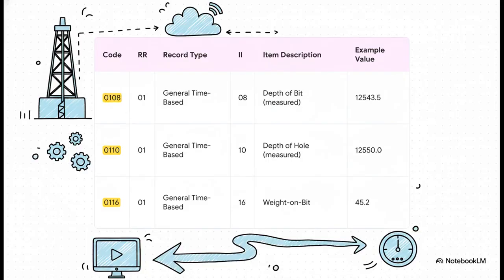The record tells you the category of the data. So for example, 01 means general time-based data. Then the item pinpoints the exact measurement inside that category. So 08 means depth of bit. Put it all together, and the code 0108 tells any system listening, hey, the number that comes next is the measured depth of the drill bit. So simple, but so powerful.